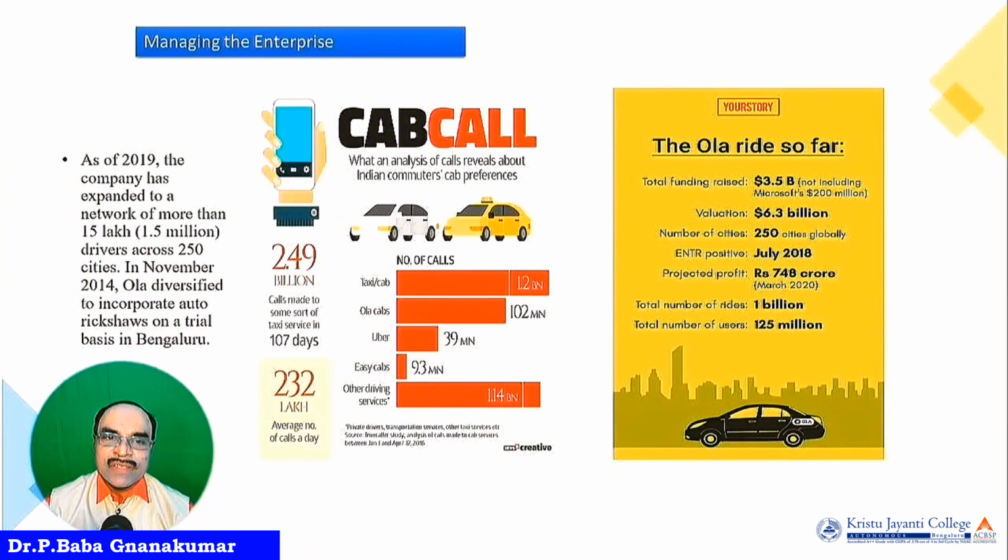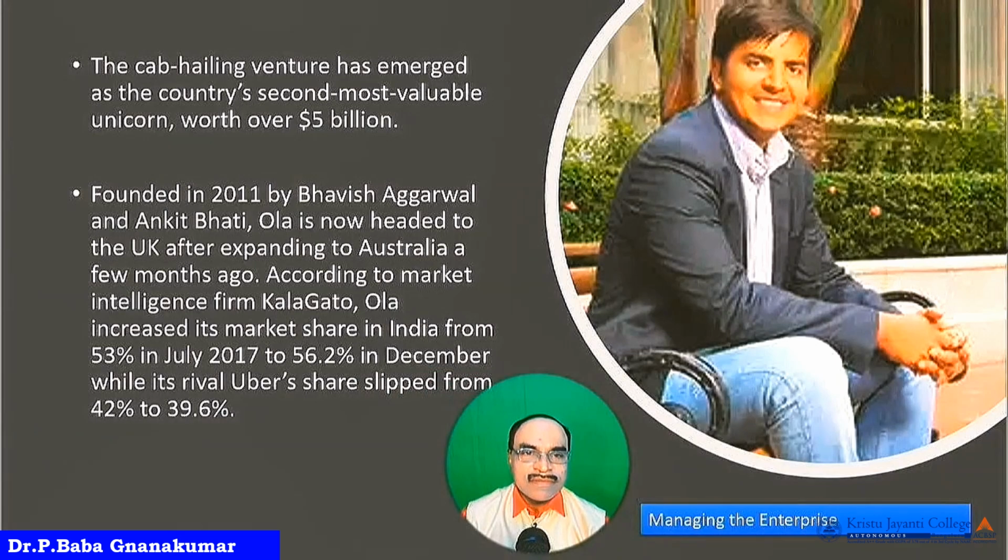And he started managing. By 2019, the company expanded highly. More rides per day came into that one. He is able to manage a larger number of calls compared to 2011 to 2017, and in 2019, everything went on well, because his rival Uber's share slipped from 42% to 39%. So Bhavesh Agarwal decided to get investments from Hyundai and Kia Motors.